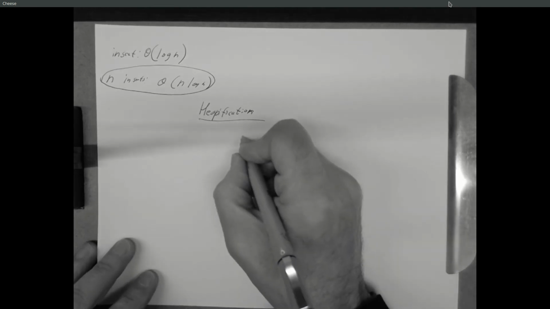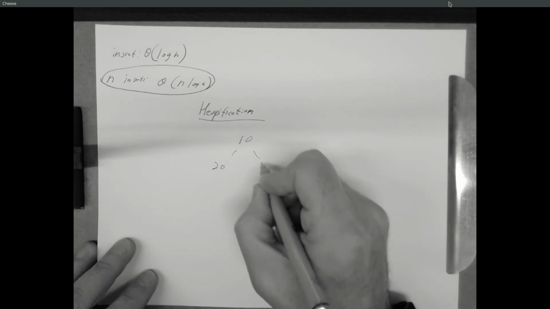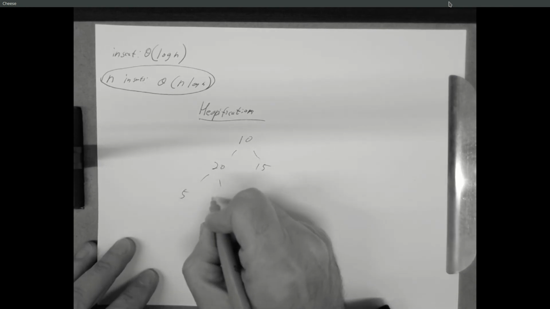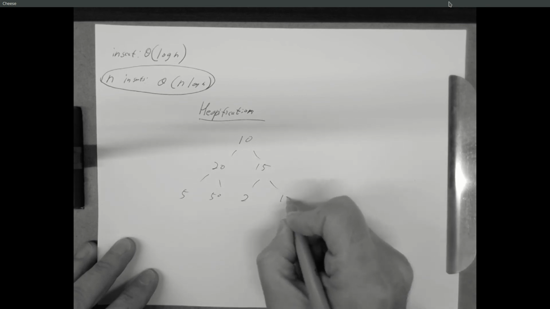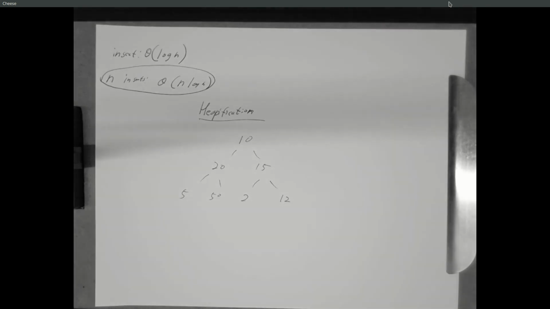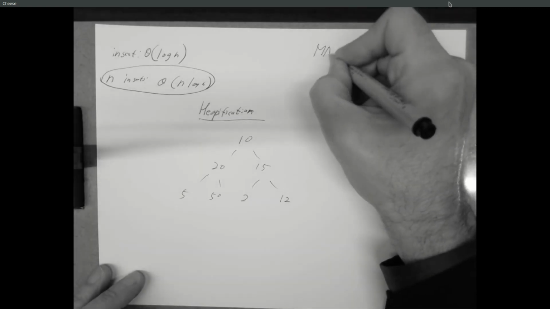So let's just make a heap of random numbers, a heap-shaped thing of random numbers. So I'll do 10, 20, 15, 5, 50, 2, and 12. So you just take your data that's unsorted and you just throw it into this shape. And it's certainly not a heap unless your numbers happen to be in decreasing order to begin with. So we're still doing max heaps here today.